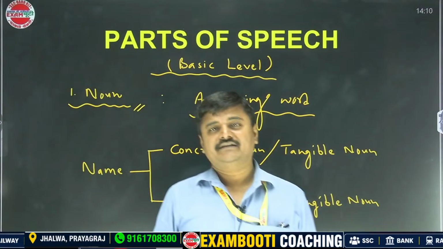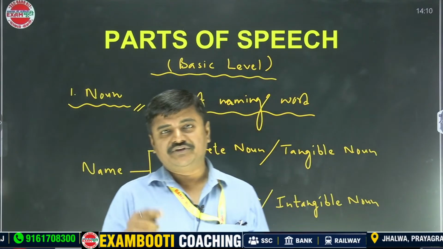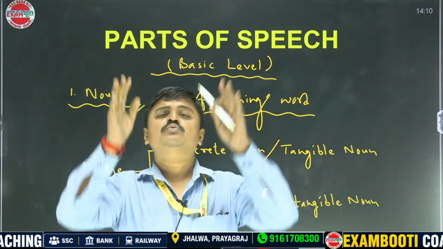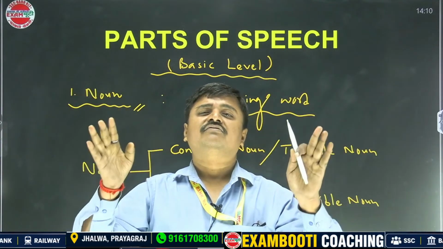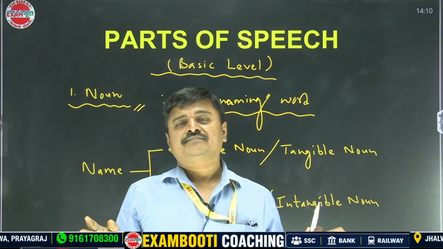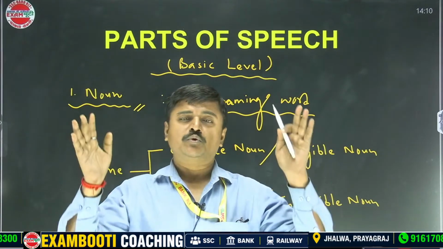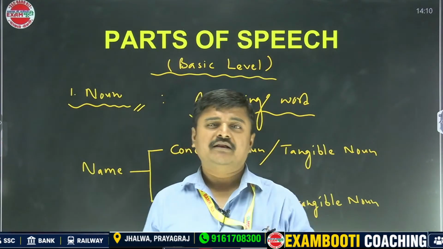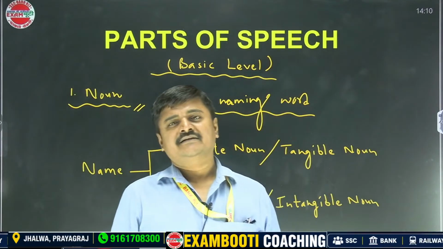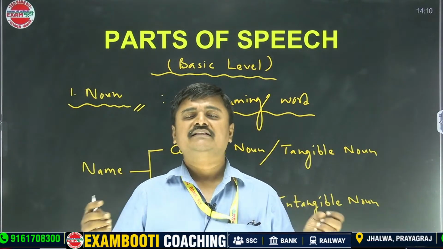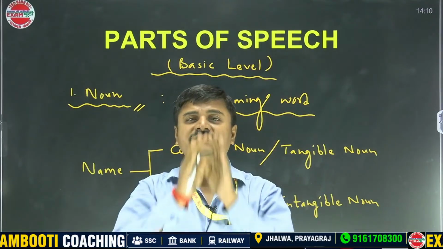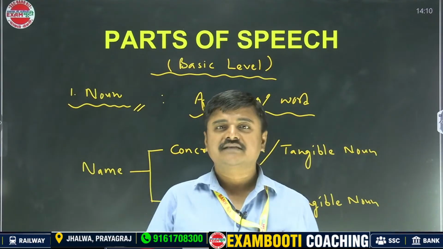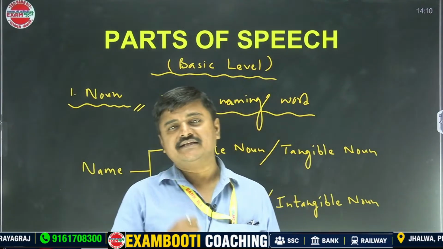But before that, broadly speaking, there are only two kinds of things in this universe: concrete and abstract, tangible or intangible, everything absorbed in these two categories. Let's discuss what these two categories are.